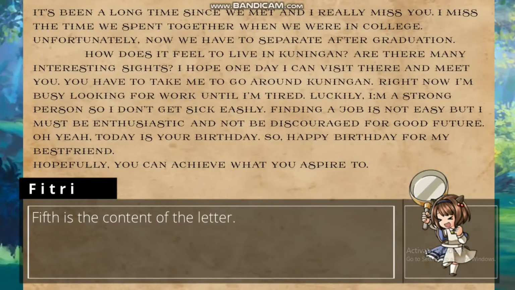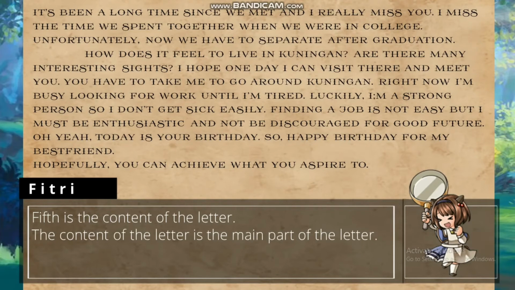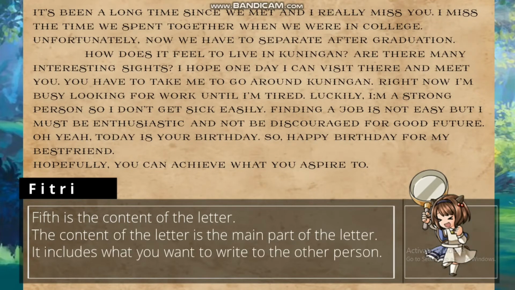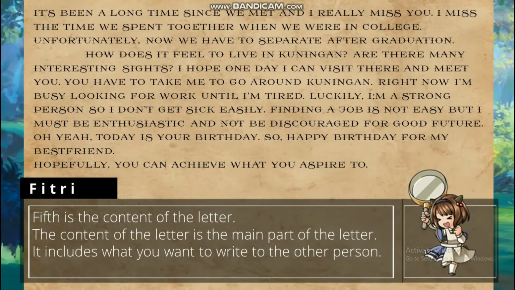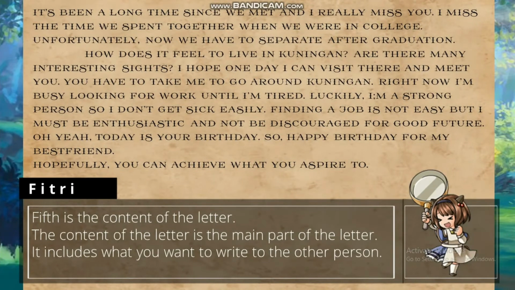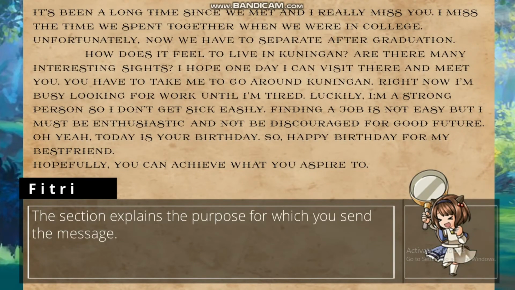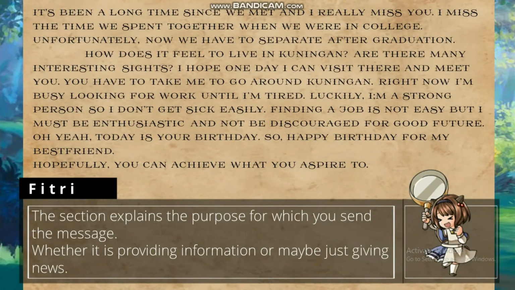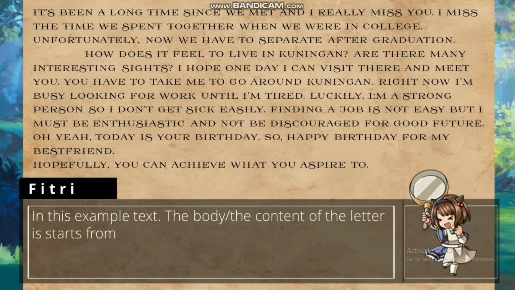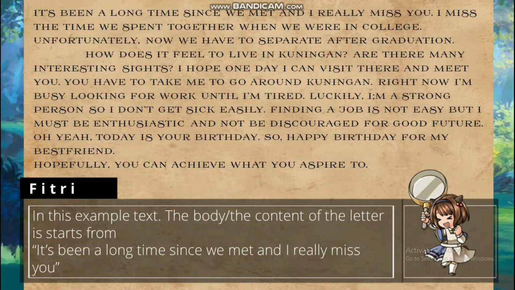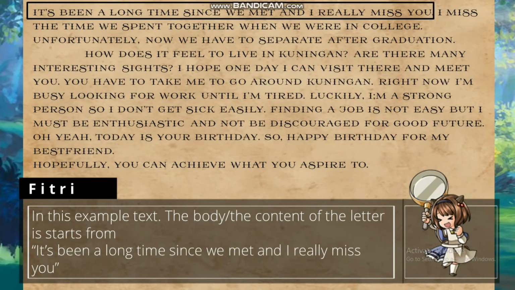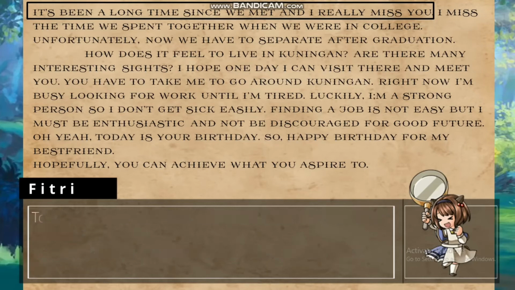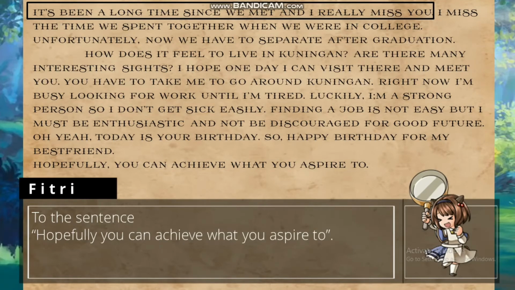Fifth is the content of the letter. The content of the letter is the main part of the letter. It includes what you want to write to the other person. This section explains the purpose for which you send the message, whether it is providing information or maybe just giving news. In this example text, the body or the content of the letter starts from the sentence, "It's been a long time since we met and I really miss you," to the sentence, "Hopefully you can achieve what you aspire to."